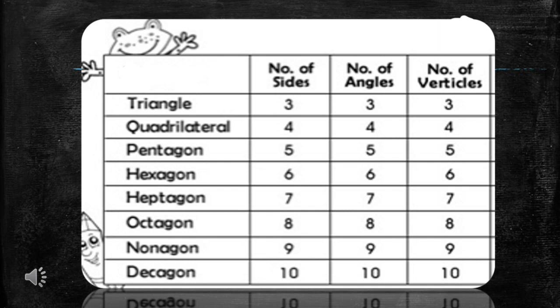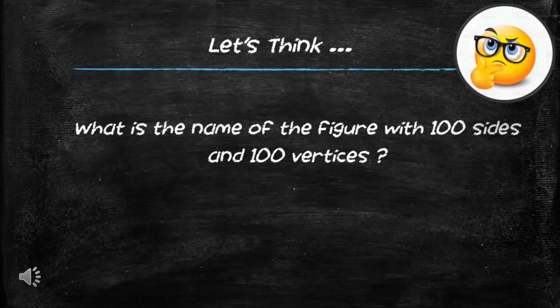Octagon with the number of sides 8, number of angles 8, number of vertices 8. Nonagon, number of sides 9, number of angles 9, number of vertices 9. And last, decagon with the number of sides 10, number of angles 10, and number of vertices 10. What is the name of the figure with 100 sides and 100 vertices? We don't know, right? So, as the number of sides increases, it is difficult to name a figure.